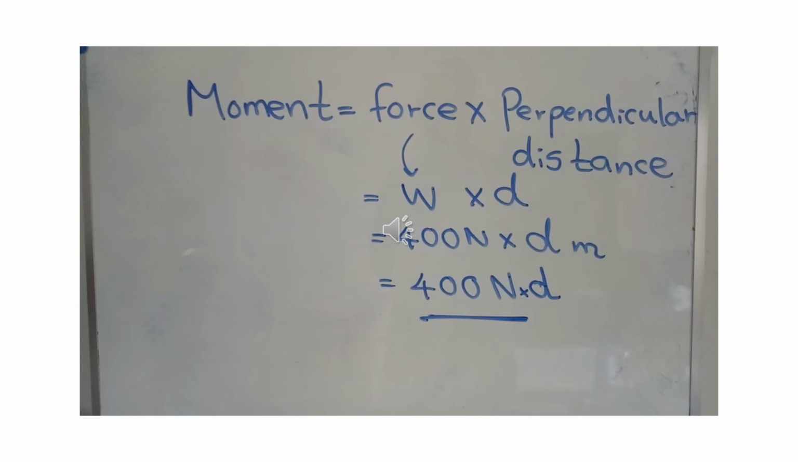In grade 10, you learnt about the moment. The moment of a force is given by the product of the force and the perpendicular distance of the line of action from the selected axis. So, moment equals force into perpendicular distance. Here the force is the weight, W. Then the moment equals W into D. The value of W is given as 400 Newton into D. Then the answer is, the moment of the force is 400 Newton into D.